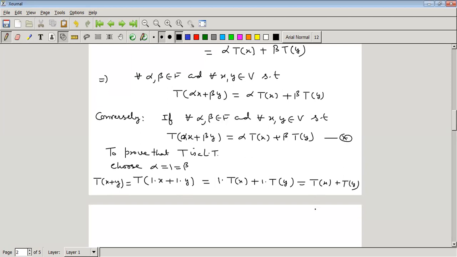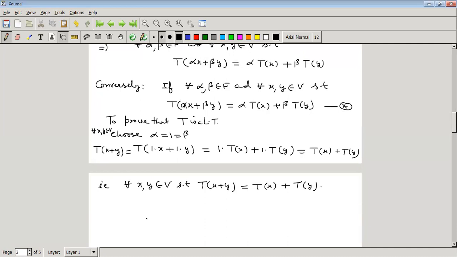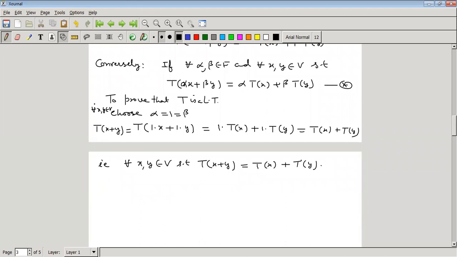So it satisfies the first condition, that is, for any x, y in V, we can take alpha, beta equal to 1. So for any x, y in V, T of x plus y is equal to Tx plus Ty. So it satisfies the first condition. Now the second one. For the second, we have to prove that T of alpha x equals alpha times Tx.